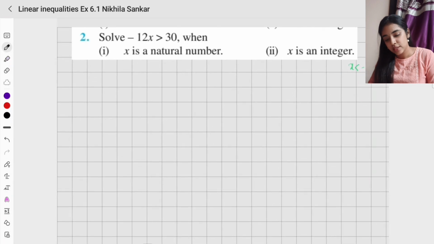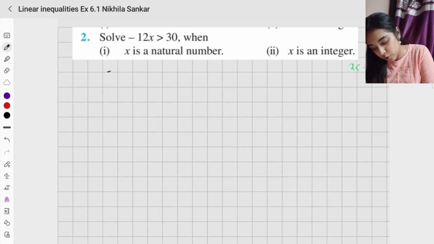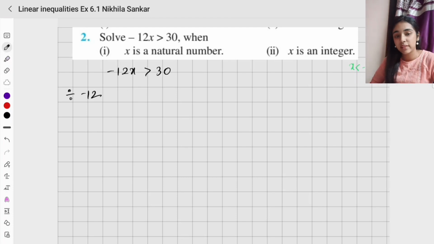Question number 2. Solve for minus 12x greater than 30, natural number and integer. Very, very similar to the previous question. So we are going to solve it the same way. Minus 12x greater than 30. I'm going to divide both sides by minus 12. Whenever I'm multiplying or dividing by a negative number, the inequality is going to get reversed.